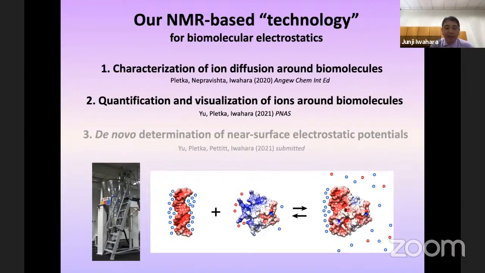Today, I'm going to introduce some of our recent results from work published in two papers. This is about characterization of ion diffusion around proteins, DNA, and also protein-DNA complexes, and quantifying and visualizing ions around those molecules.